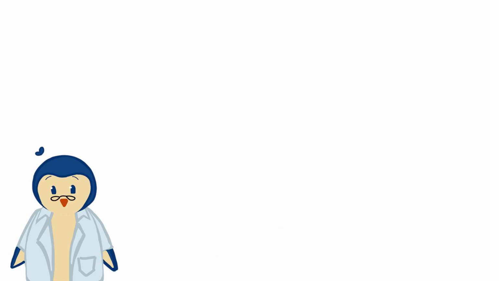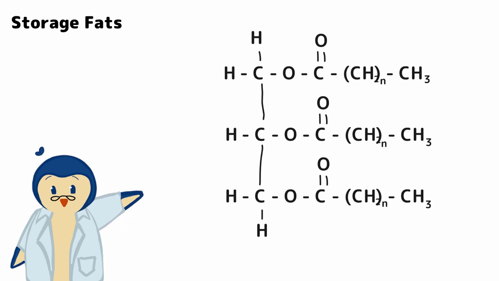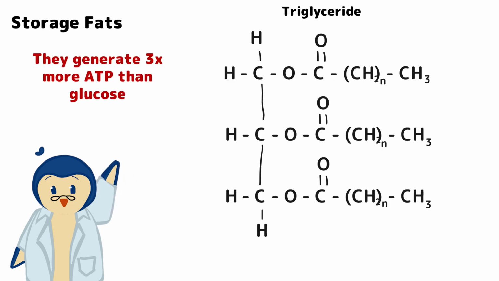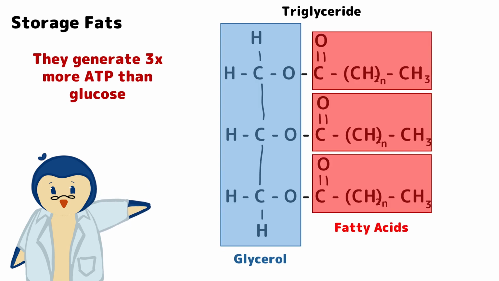First group of the lipids are the storage fats, which mostly consist of triglycerides, which primarily consist of the glycerol group and the fatty acid molecule. They are called the storage fats because they can be utilized as an energy source and they can generate 3 times more ATP than glucose, and it happens in the mitochondria. As we mentioned before, it consists of the glycerol and the fatty acids.